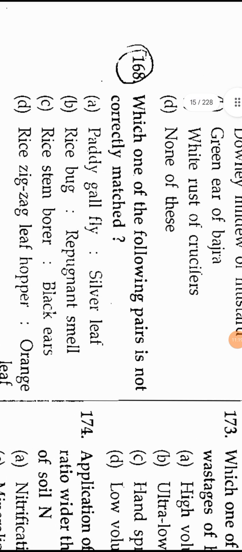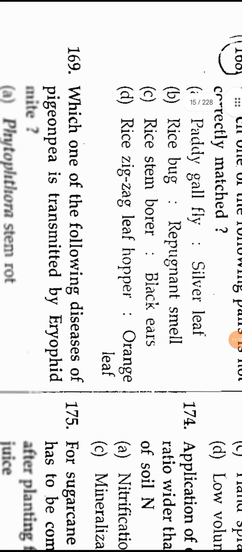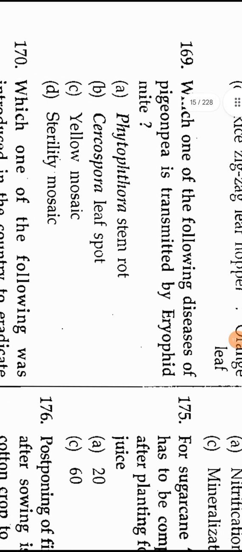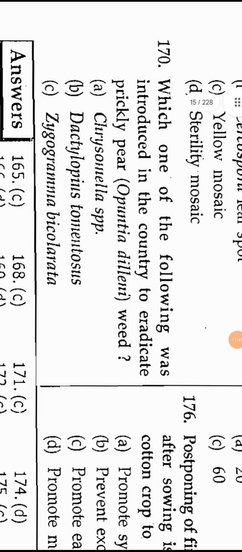Which one of the following pairs is not correctly matched? Is it rice stem borer and black ears? Which of the following diseases of pigeon pea is transmitted by the eriophyid mite? It is option D, sterility mosaic. Which of the following was introduced in a country to eradicate the prickly pear? Opuntia weed. Which was that? It's Dactylopius tomentosus.